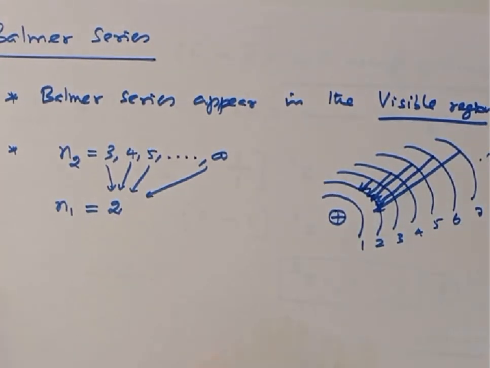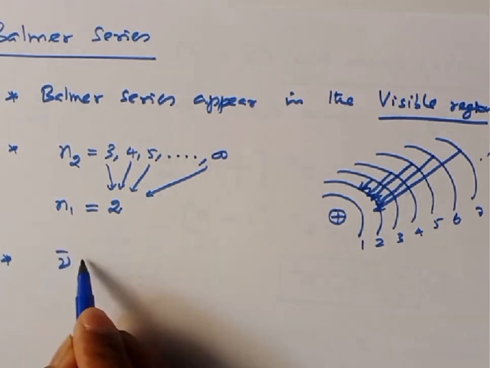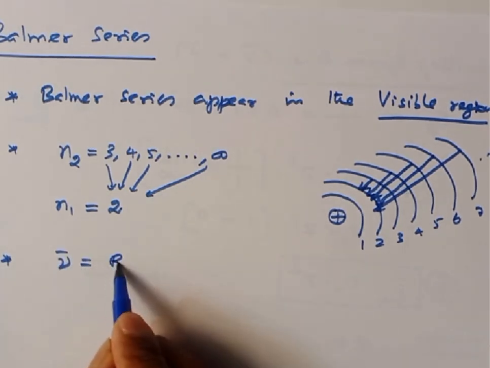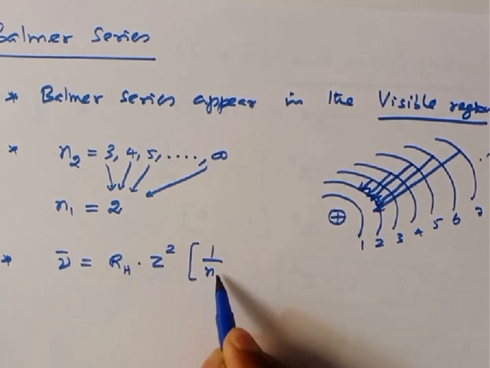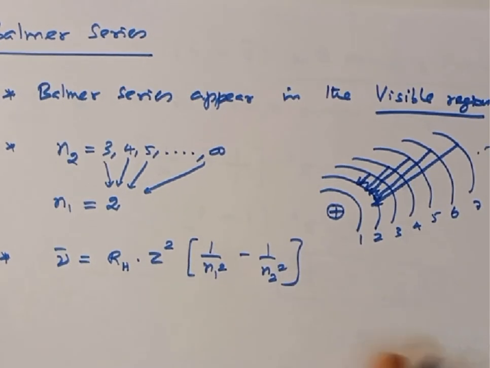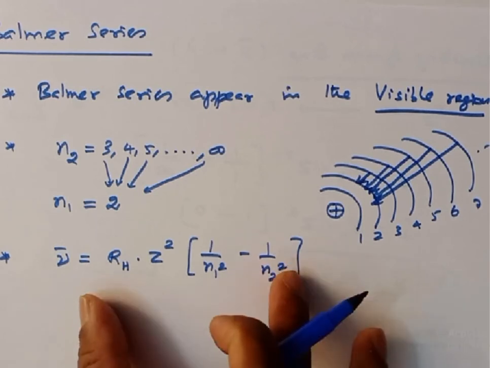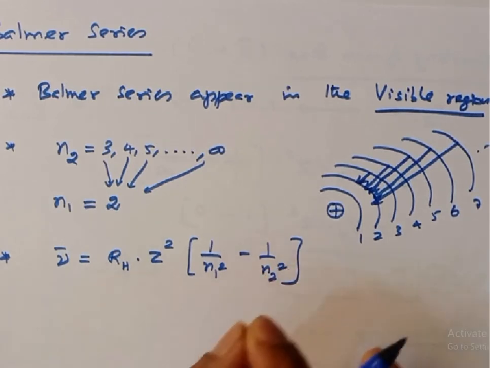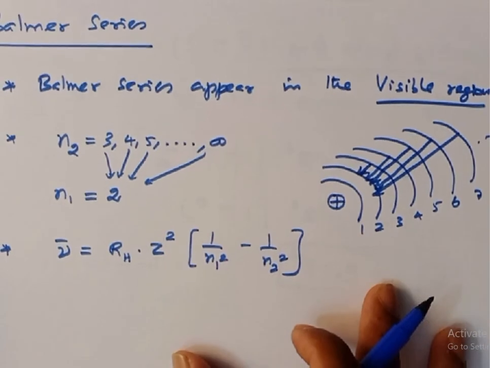Now, what is the formula for wave number? Wave number, you know, the general formula is this: wave number equal to Rydberg constant for hydrogen atom into Z square into 1 by N1 square minus 1 by N2 square. This is the formula for wave number. And this formula, I have told you, it is applicable for any line in the hydrogen spectrum. Any line, Lyman line, Balmer line, Paschen line, for any line you can use this.